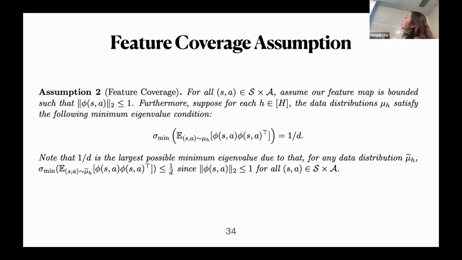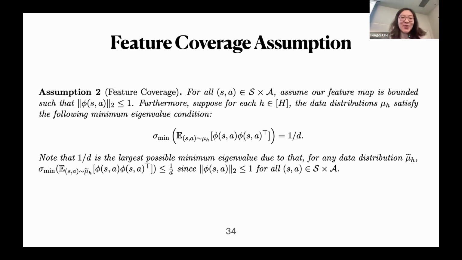And then it says, note that really means it's a fact. This 1 over D is the largest possible minimum eigenvalue this matrix can have. So this note that part basically states this assumption is strong enough. It's already the largest value this minimum eigenvalue can be. That's why we have the note that part.